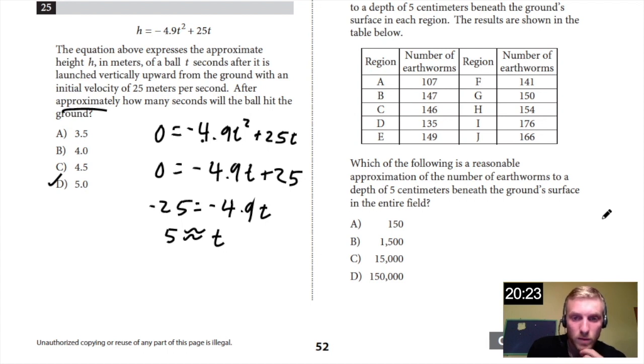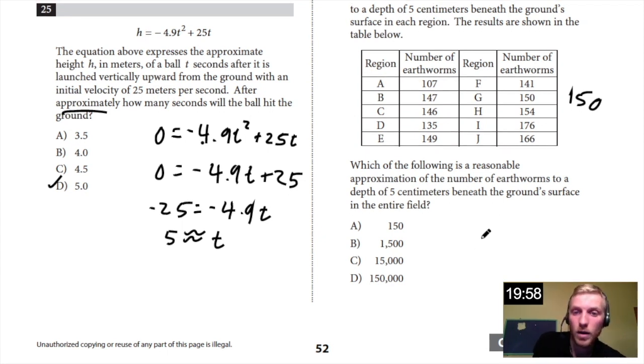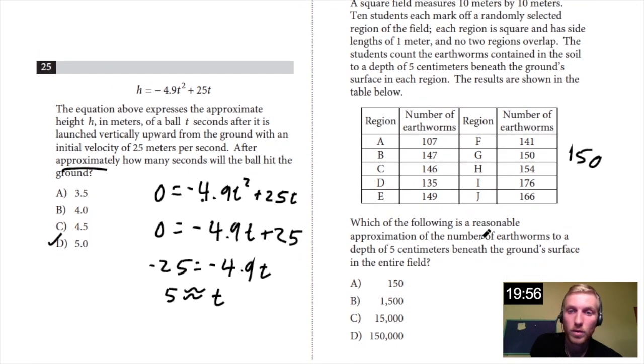Which of the following is a reasonable approximation of the number of earthworms to a depth of 5 centimeters beneath the ground surface? So let's look at our answers first. We can note that every answer begins with 1, 5. So we can assume that the average of these must be 150. It wouldn't make sense to be 15 or 1,500, and it must be something that starts with 1, 5. Between 107 and 166, 150 is the only logical answer without needing to use our calculator to actually find the average. So let's see, what is our total area of the field now?